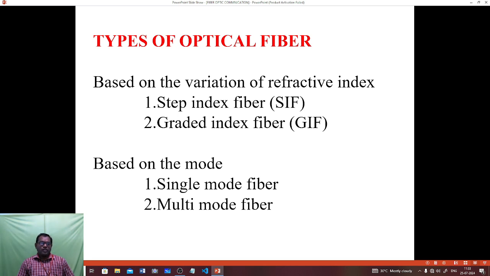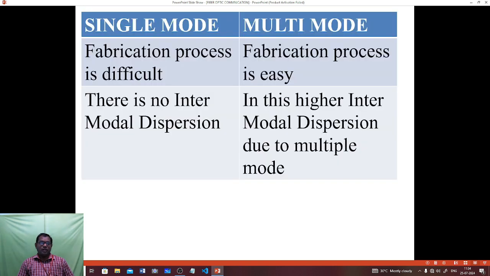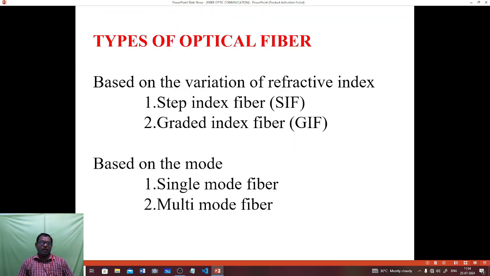The first one is the step index fiber, represented by SIF. The second one is the graded index fiber, GIF. And the type of optical fiber based on the mode is single mode and multi-mode. As we saw previously, the types are single mode and multi-mode, and another type is step index fiber and graded index fiber. These two types of fibers are used in applications of optical fiber.